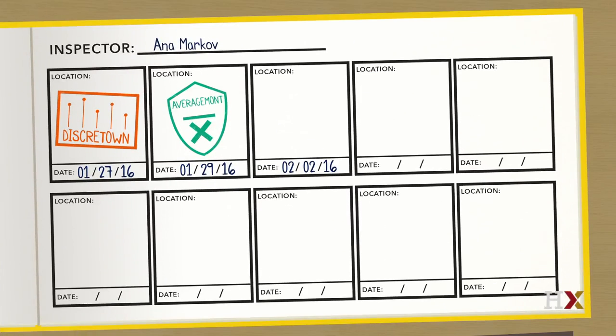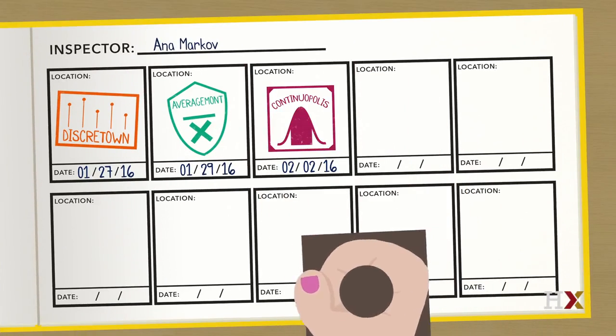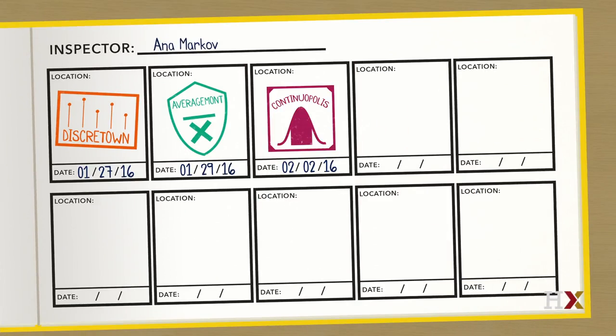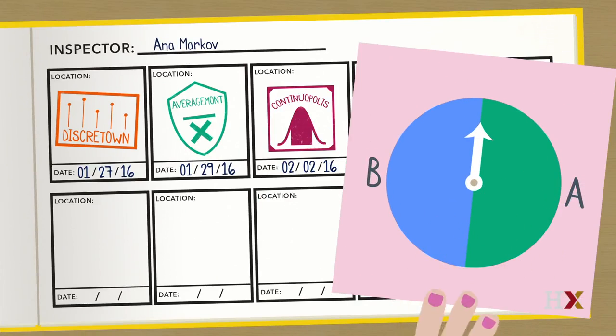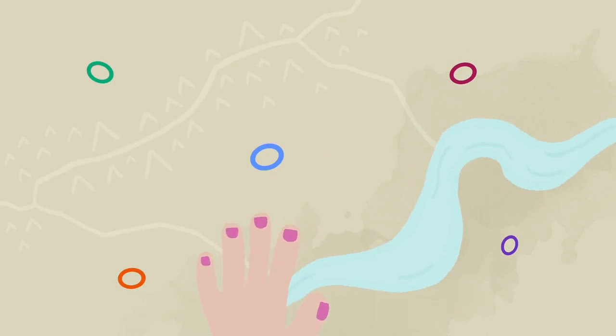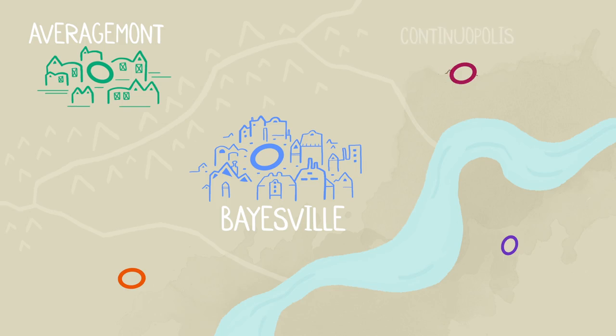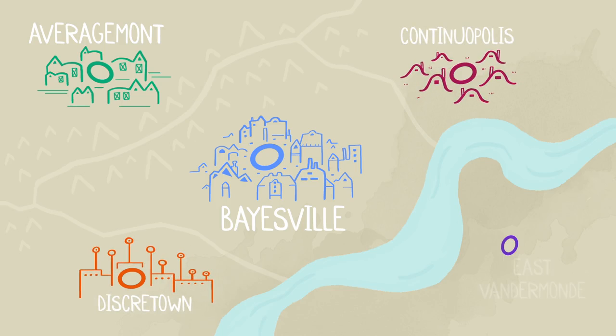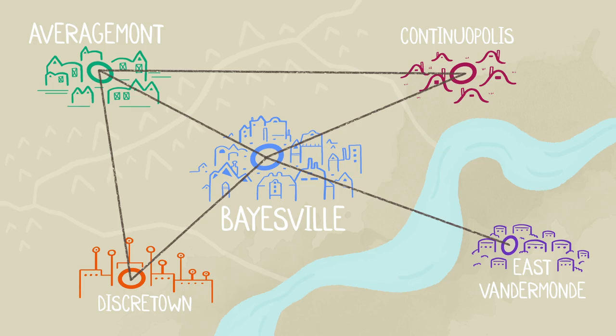Every time she performs an inspection, she stamps her logbook. Then she selects the next city she will fly to randomly from all available connecting flights with equal probabilities. The 5 cities are Averagemont, Bayesville, Continuopolis, Discrete-Town, and East Vandermond. Not all of these cities are connected via direct flights to each other. For example, there is a direct flight from Averagemont to Bayesville, but not from Averagemont to East Vandermond.